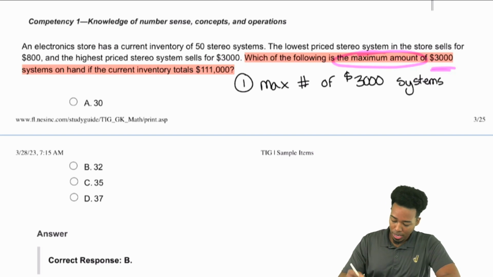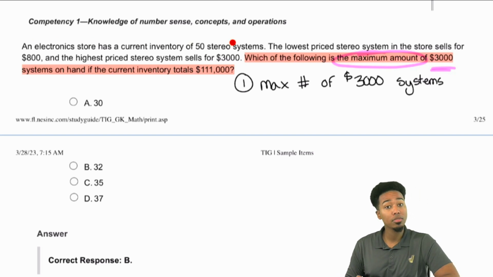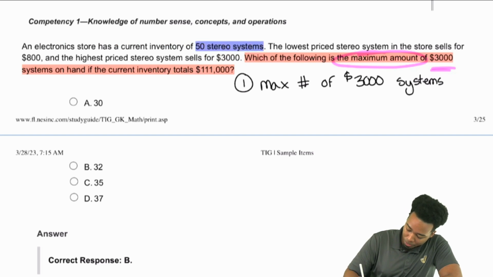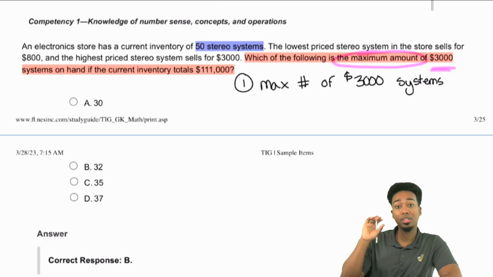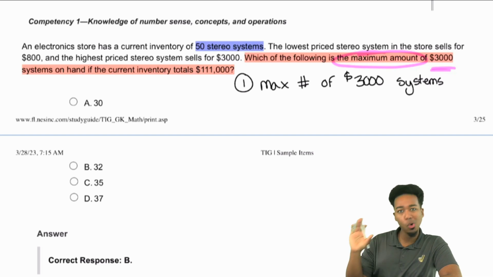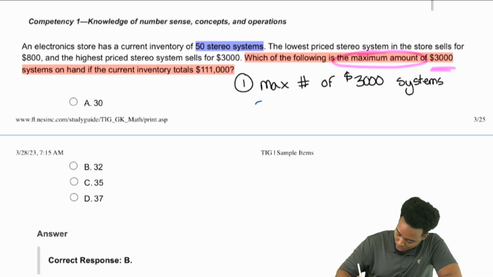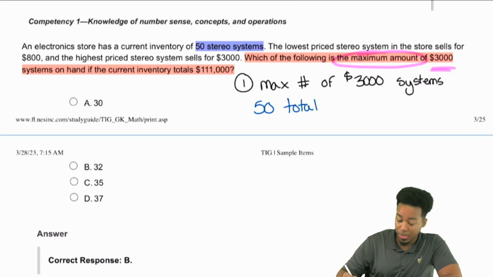So here we go. An electronics store has a current inventory of 50 stereo systems. I'm going to instantly highlight that because I need to make sure I'm taking care of all of my information, knowing what's going on, what the conditions of the problem are. So again, there are 50 total stereo systems. And then it says the lowest price stereo system in the store sells for $800 and the highest price stereo system sells for $3,000. Sounds good.